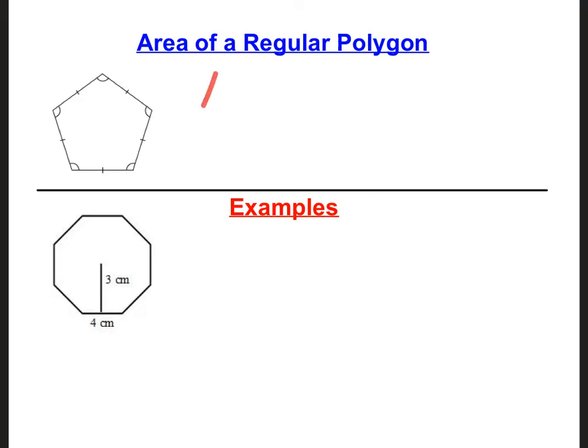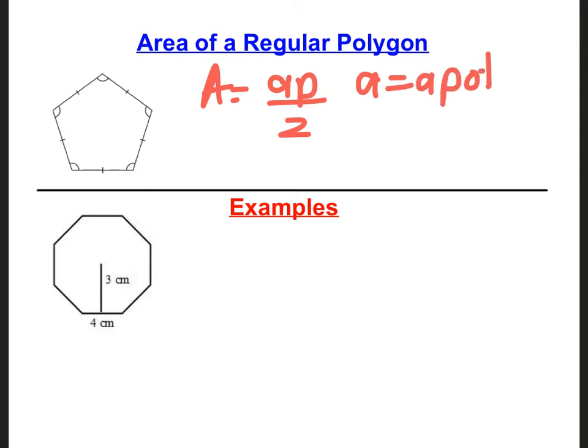Your formula for this is A equals AP divided by 2. For this one, A equals apothem. It's kind of like a possum, but with a lisp. Essentially, if you have the center of your polygon, the apothem is the length from the center to the edge. That's A. And then P is going to represent perimeter.